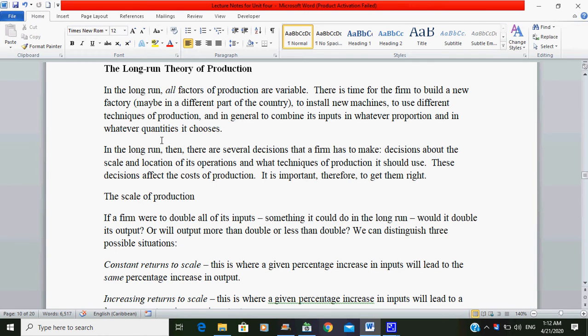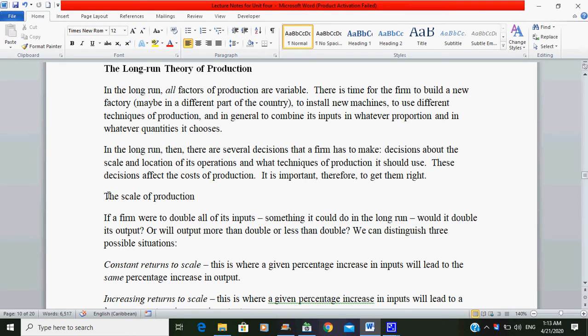In the long run, then, there are several decisions that a firm has to make. Decisions about the scale and location of its operations and what techniques of production it should use. These decisions affect costs of production. It is important, therefore, to get them right.